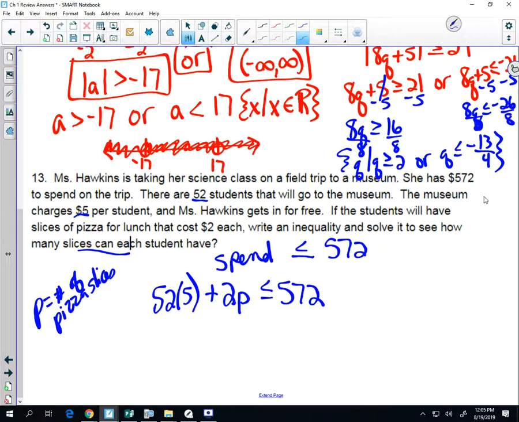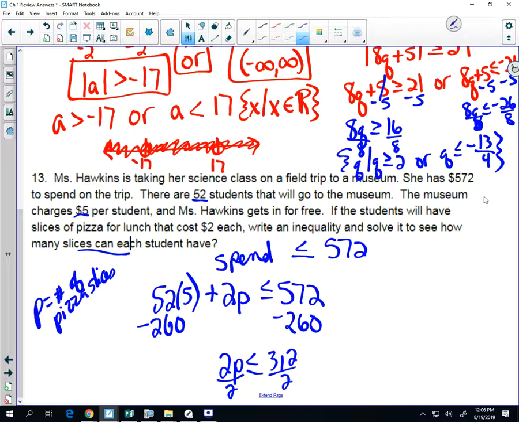That's $260 to get in. So I'm going to go ahead and subtract that over. So I'm going to get 572 minus 260 is 312. And then I'm going to divide by $2. Oh, I've messed something up, haven't I? Because what happens when I divide by 2? I get 156 pizza slices. That doesn't make sense. There's 52 students, right?